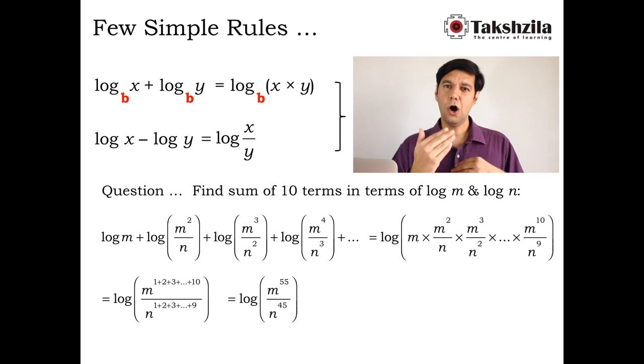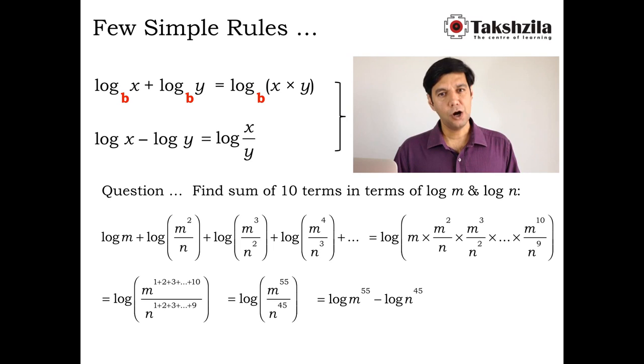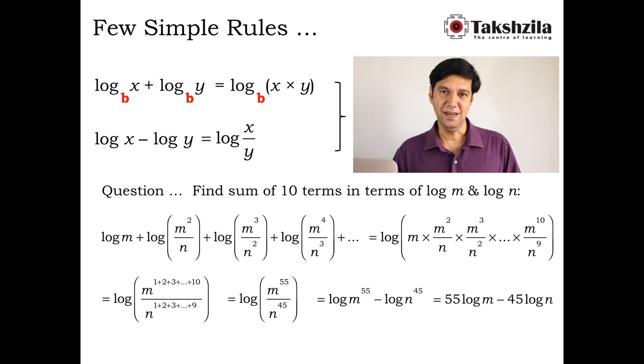Or this is a log of division, right? We can separate it out and write it as log of m raised to 55 minus log of n raised to 45. The exponents 55 and 45 can appear before the log, and the final answer will be 55 log m minus 45 log n.